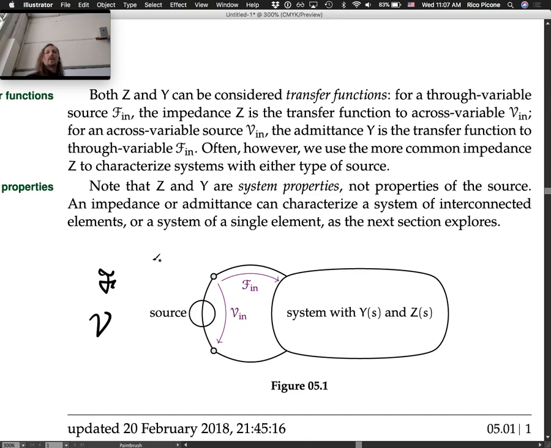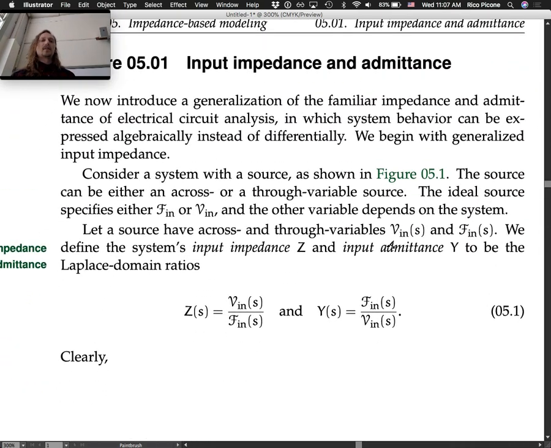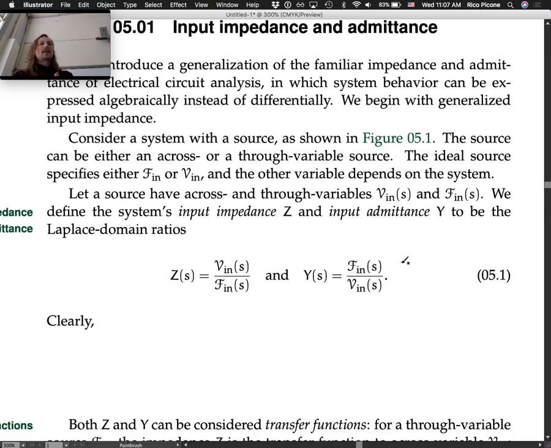So if this is our source for the system, we can look at this in more detail. The source can either be across or through. The ideal source specifies either f in or v in, and the other variable just depends on the system, right? So if it's like a 5-volt source, then if it's an ideal source, you always assume that there's 5 volts being supplied and that the current depends on what you connect it to. Remember, if you just had a 5-volt source and you connected a wire in between the two terminals, then it would be essentially impossible for that source to maintain a 5-volt difference. It would be flowing infinite current to make that happen. So that's why it's an ideal source. But typically we don't short it out, so it's a better approximation.